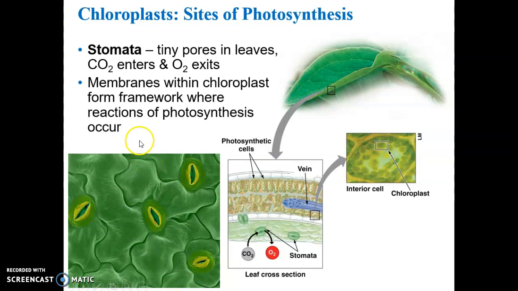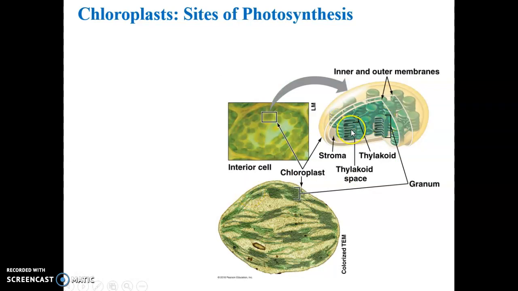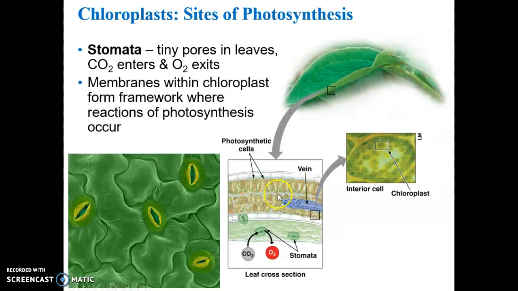Okay, so there are membranes within the chloroplasts that form this elaborate framework where the reactions of photosynthesis occur, that we'll see inside the chloroplasts. Way too small to see here. We'll have to zoom in greatly. So here we go. Here's one chloroplast, one of these little green specks, little green circles here, or ovals.